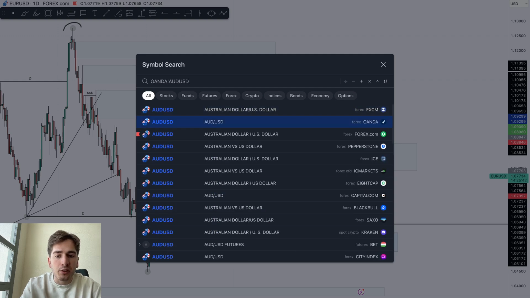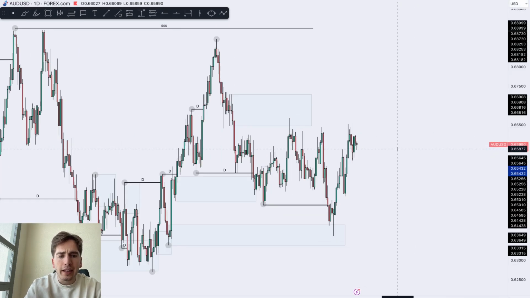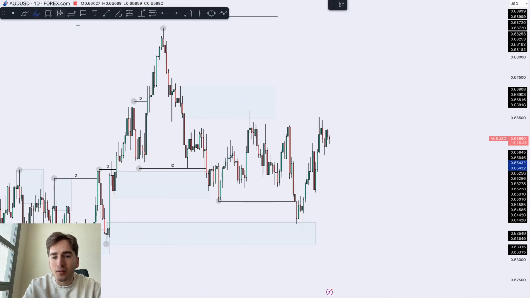Going in towards AUDUSD. So AUDUSD is currently at resistance, very simply said.